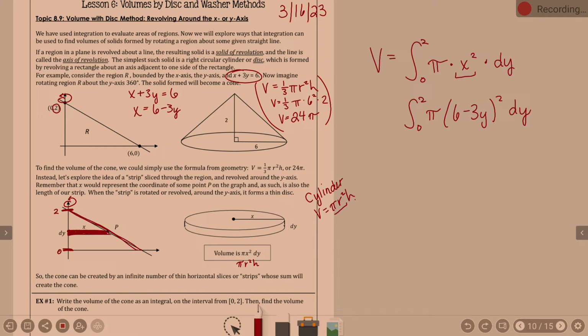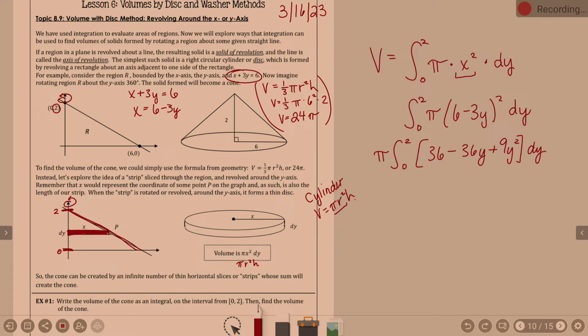Okay. Pi can be pulled out front, yes. What do I need to do before I integrate (6 minus 3y) quantity squared? We need to FOIL. Did I FOIL that right?